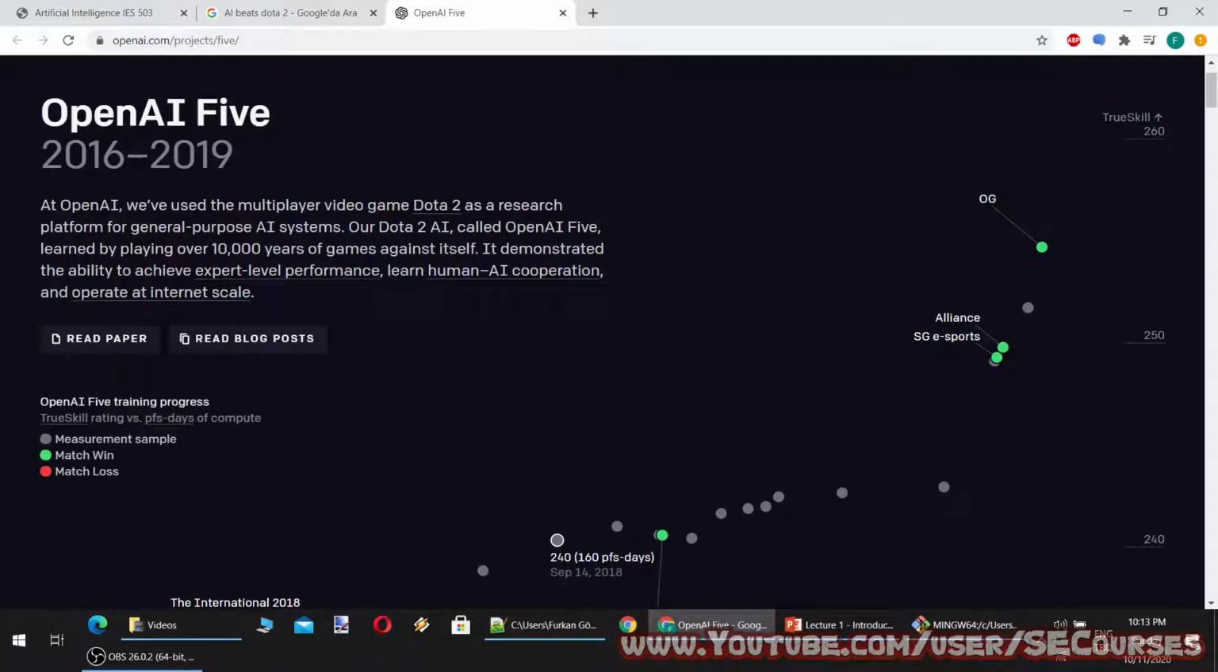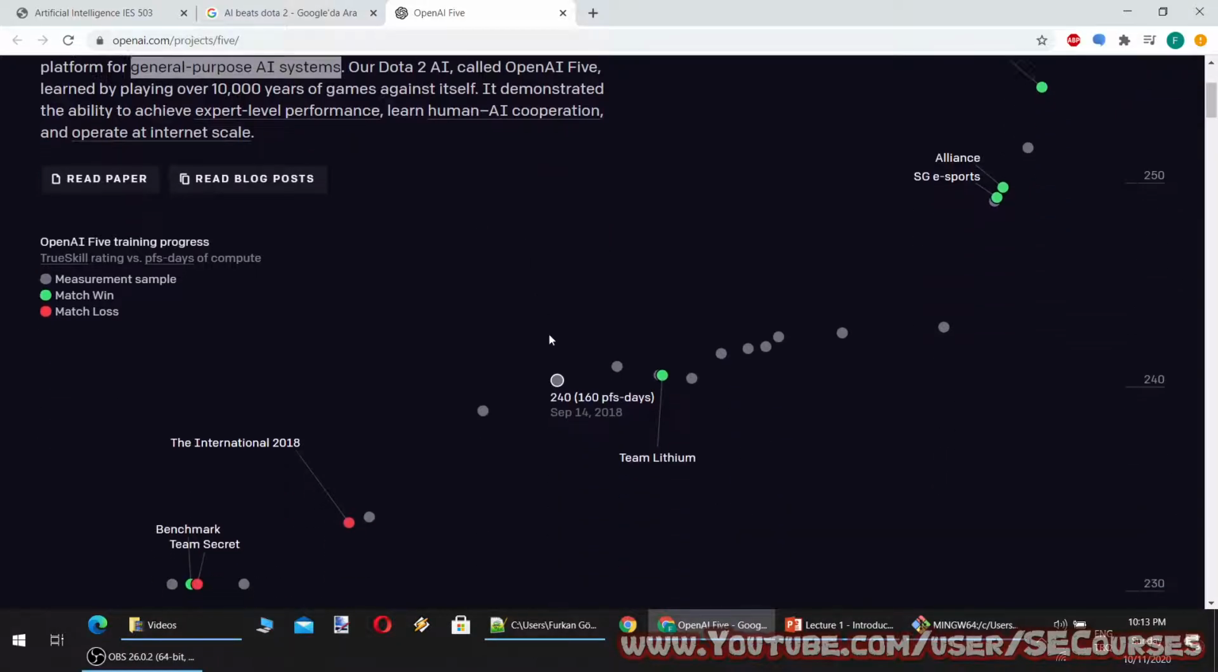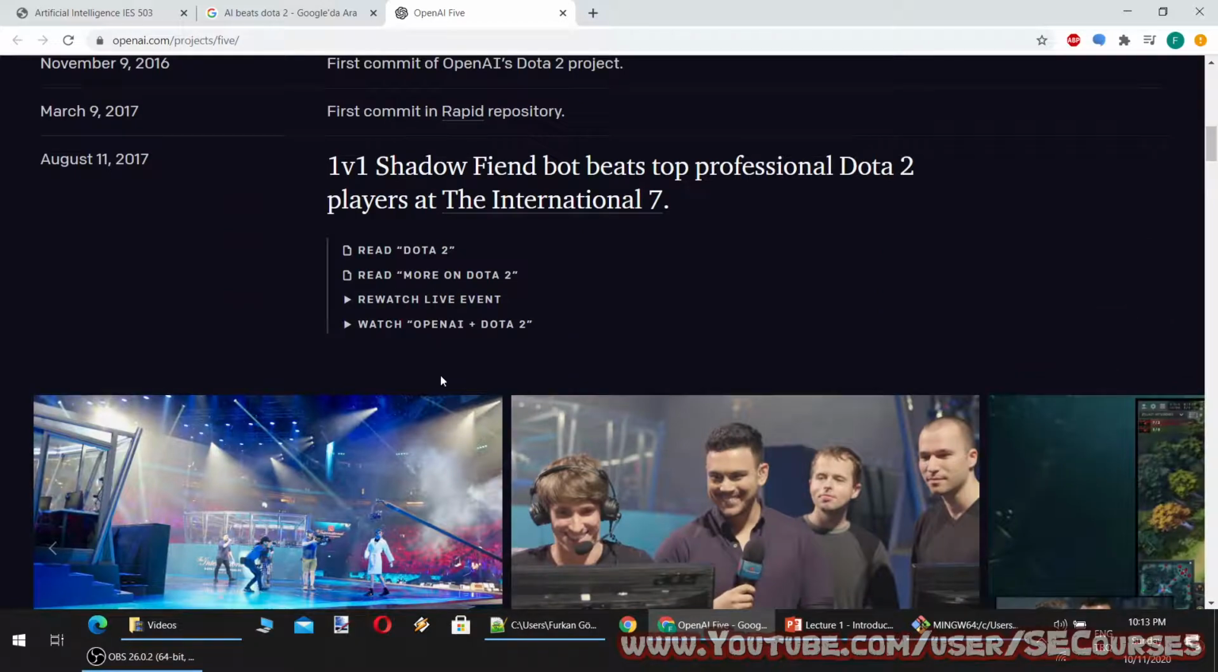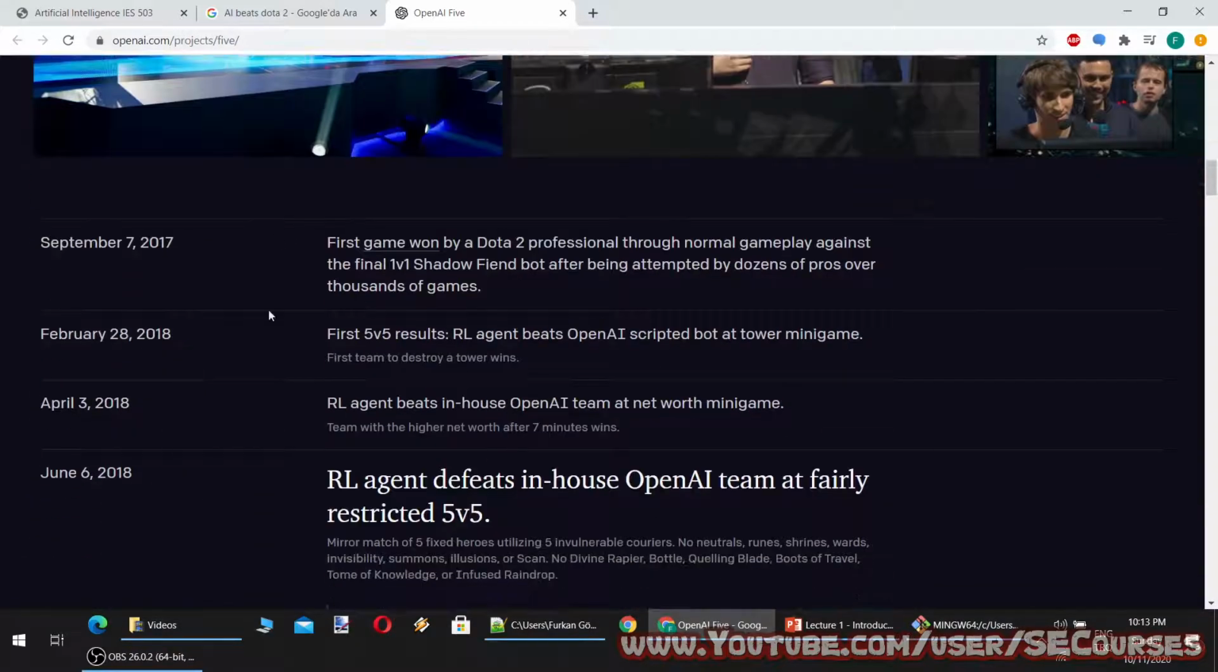So you see, this phrase is very important: general purpose AI systems. General purpose is one of the aims of AI. If you have a specific task, you don't need AI. You can code it. You can program it with ifs and elses and switch cases and such things. However, if you want something to be general purpose, you need AI. Okay, and let's see if there is more information.